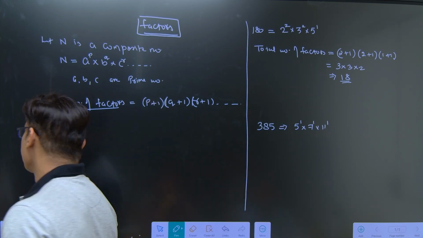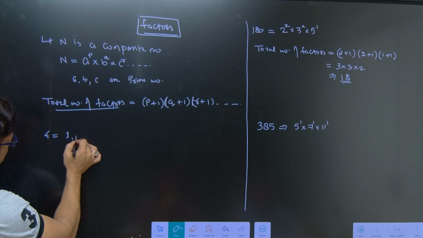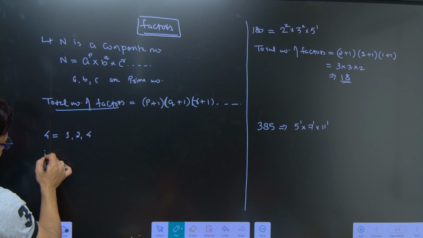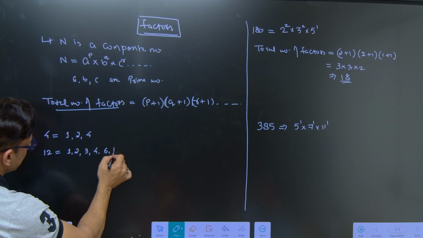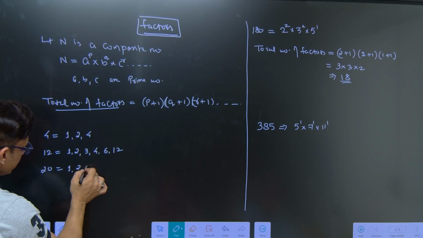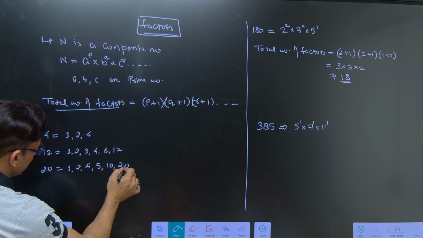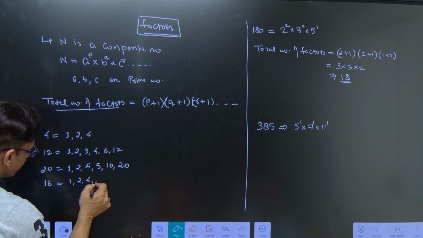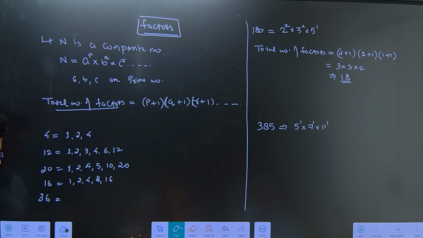Let me tell you some numbers. Let's look at 4. So 4 has how many factors? 1, 2 and 4. 12 we have already discussed: 1, 2, 3, 4, 6 and 12. 20: 1, 2, 4, 5, 10 and 20. 16: 1, 2, 4, 8 and 16. And let's take 36 also. What are the factors of 36?